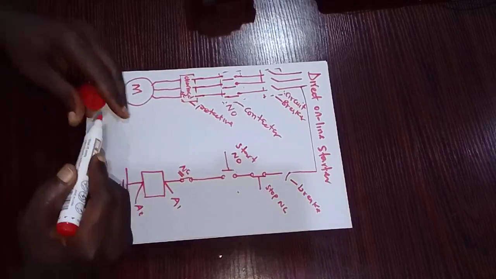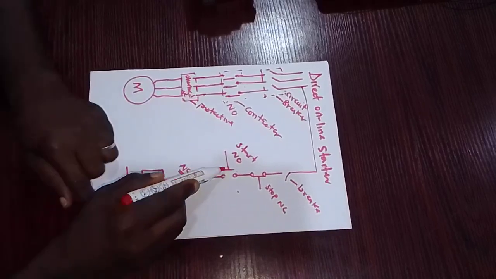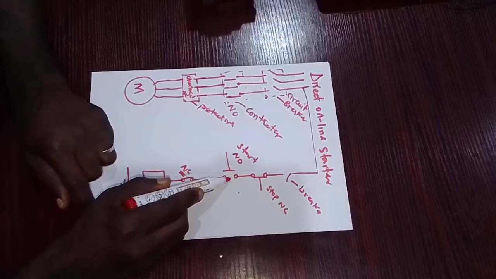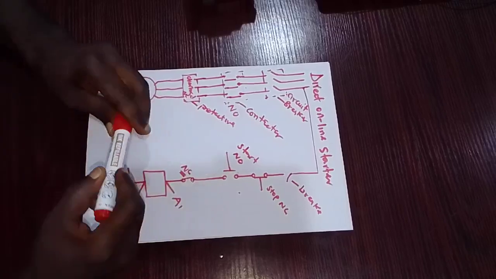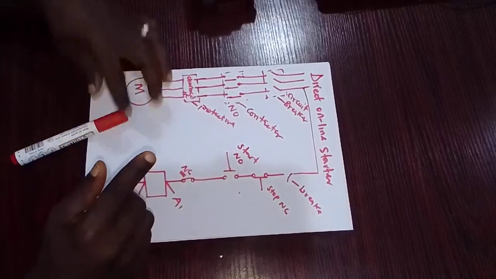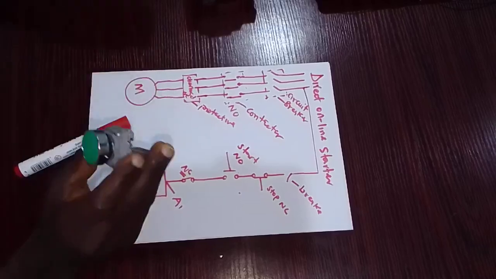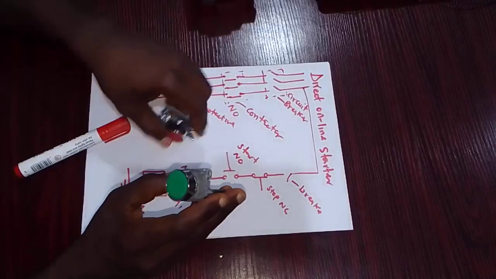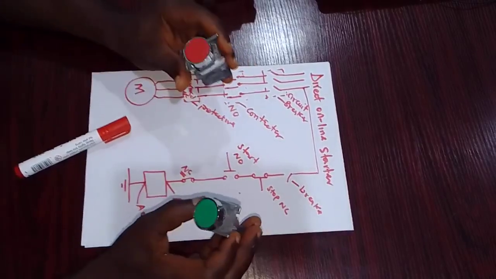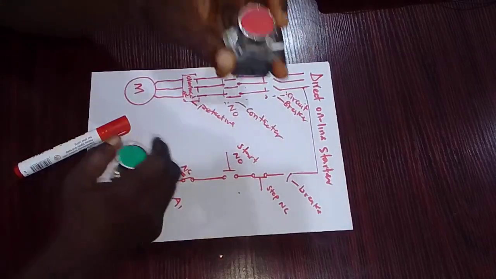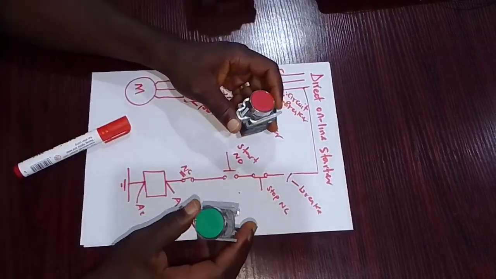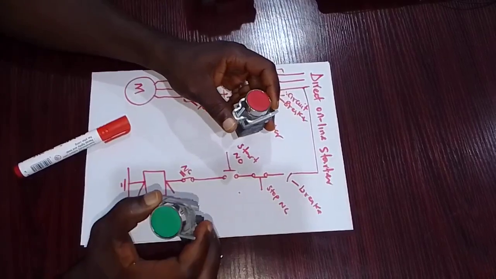But one thing we need to understand is that when the push button is pressed, the push button is being released. Before we continue, let me explain the concept of the push button. Here we have the two push buttons. The one with the red color is the stop push button. The one with the green color is the start push button.